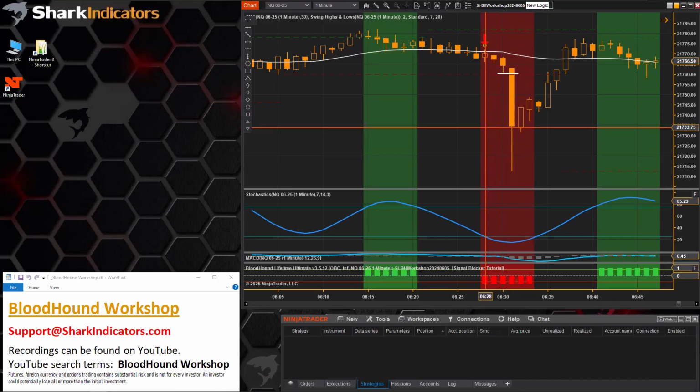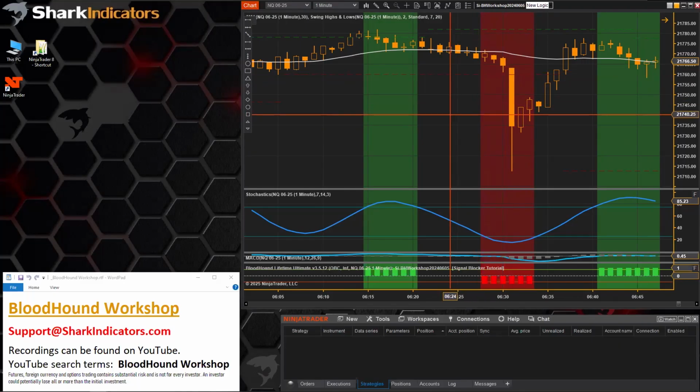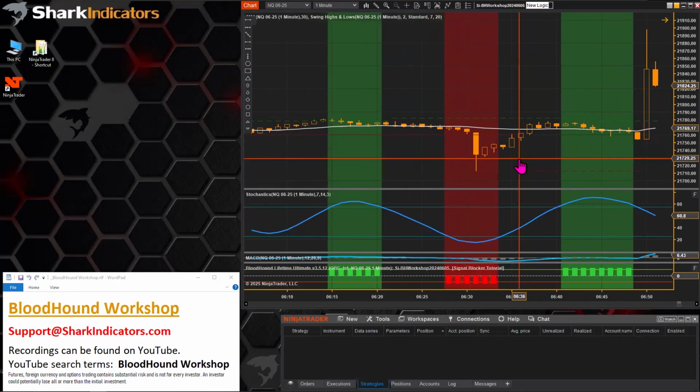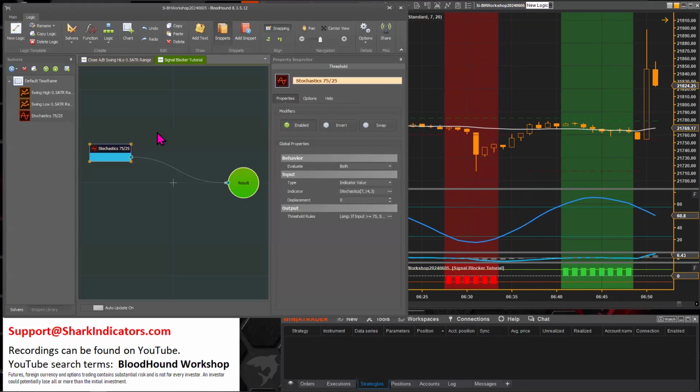So that's kind of a primary example of where these continuous signals can lead to problems when you start auto trading. Again, it's not really a problem for discretionary traders here. So cleaning up these continuous signals is kind of the primary purpose of the signal blocker. So I already have kind of an example created here that I can work with.